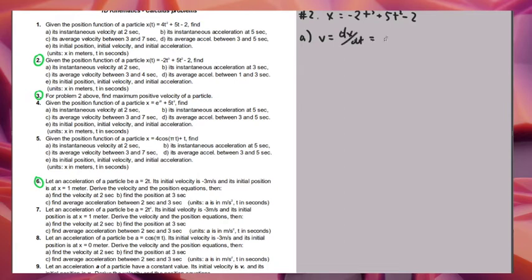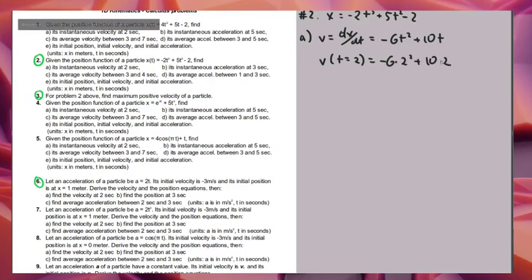And so in that case, this just becomes minus 6t squared plus 10t, and the constant goes away. But I'm looking for the instantaneous velocity at 2 seconds, so what I need is v at t equals 2, which becomes minus 6 times 2 squared plus 10 times 2, equals, I think it's minus 4.